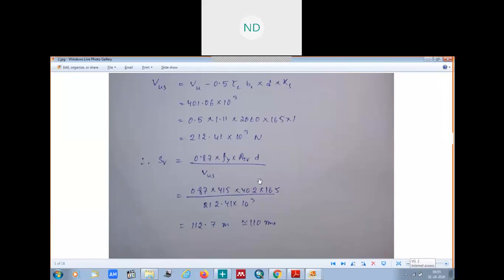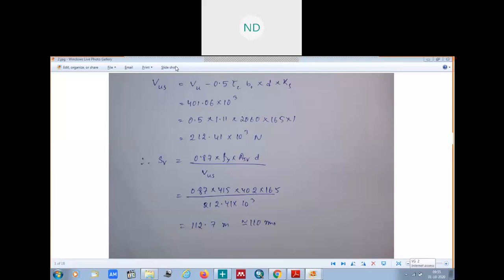So 110 mm we have considered as spacing. Now similarly, if we calculate for the second question, if I show you the second, this was the calculation or checking for shear. After checking, we have provided the shear reinforcement.